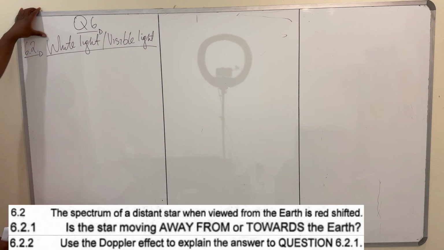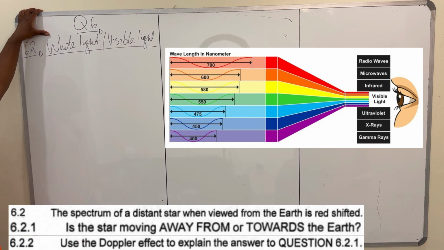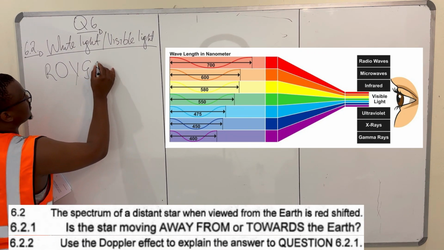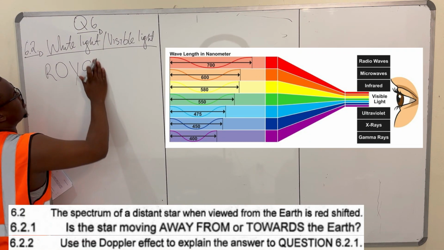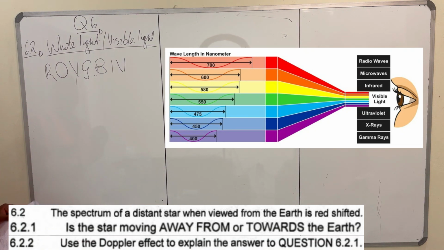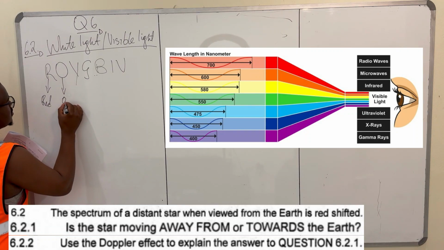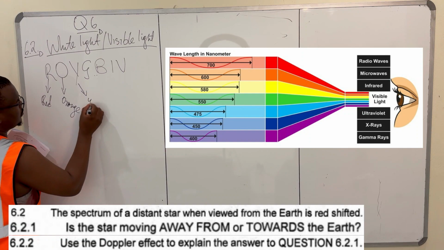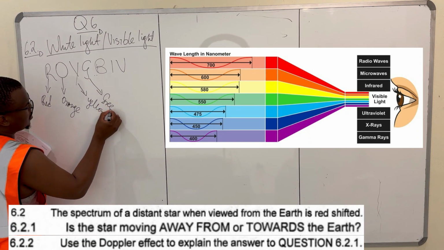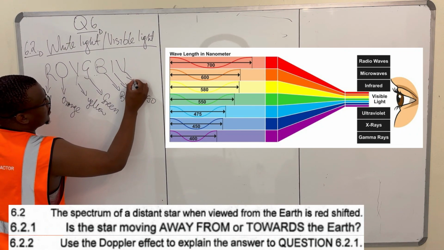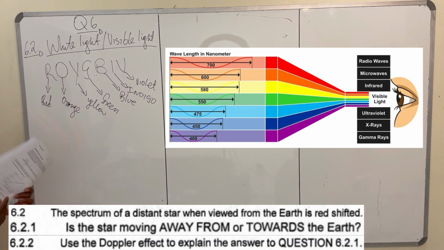So, white light is part of the electromagnetic waves or electromagnetic radiation, at least that we can see, right? White light is a combination of these different wavelengths: red, orange, yellow, green, blue, indigo, violet. So white light consists of these colors.